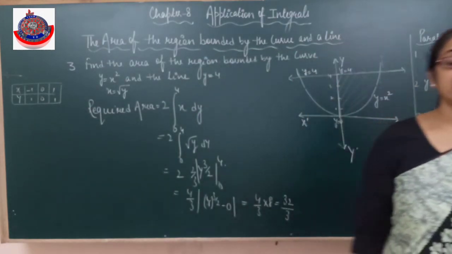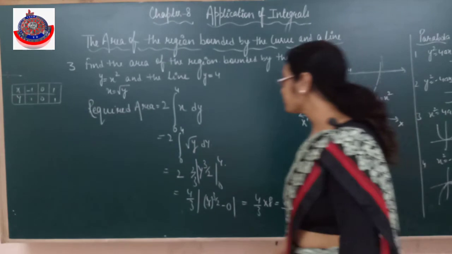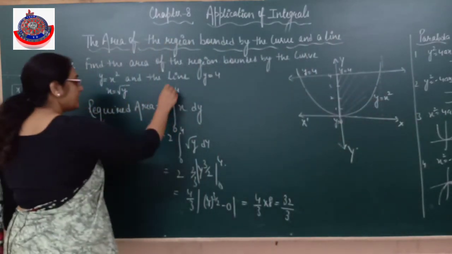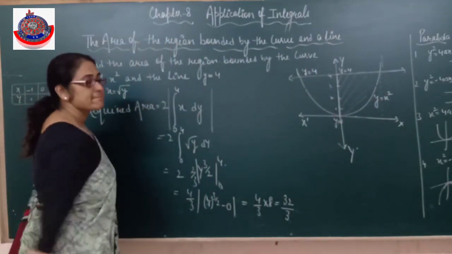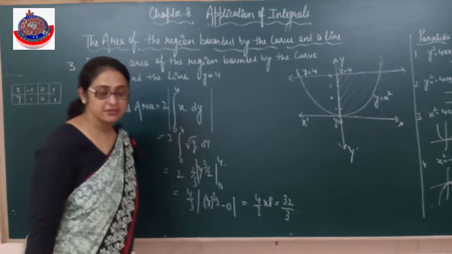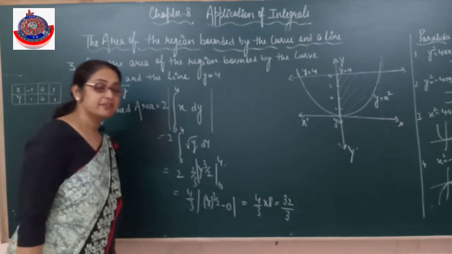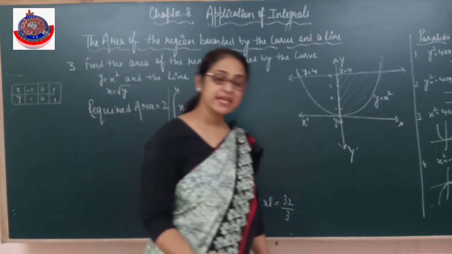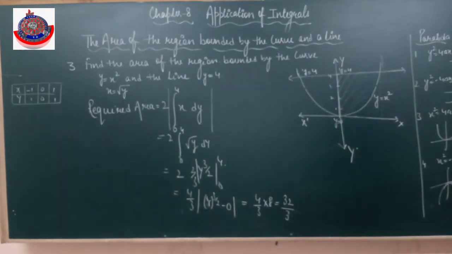So alright children, one more thing you need to keep in mind. Whenever we say find area, it's basically the modulus. Area cannot be negative. If it comes negative, you have to make it positive. Is it clear? You know it since the beginning that area cannot be negative.